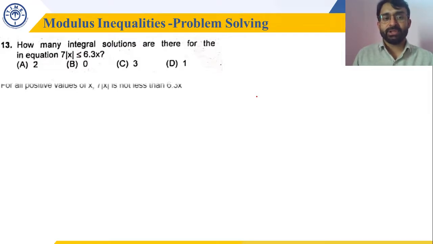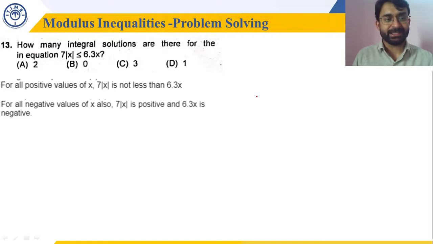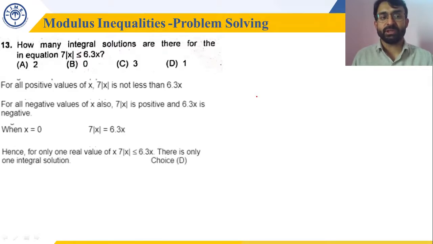So I can say my answer choice is B, Bombay. You can read the explanation. For all the values of x, 7 mod x is not less than 6.3x. For all the negative values of x also, 7 mod x is positive and 6.3x is negative. So when x is equal to 0, 7 mod x is equal to 6.3x. The only solution possible for the given inequation is x equal to 0. So the only integral solution is 0.